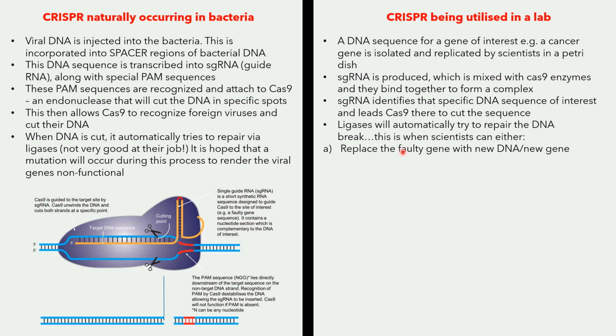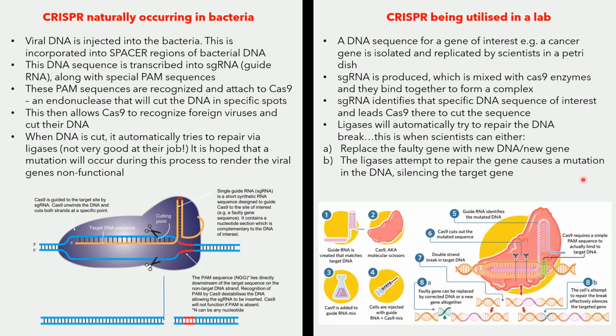Once it gets to that gene or that sequence of DNA and cuts it, we can either replace that gene altogether with something new, or the ligase attempts to repair the gene, causing a mutation in the DNA, silencing the target gene. So we're kind of hoping for ligase to make a mistake and silence that target gene, so that cancer gene is no longer functional. Again, this is a diagram that sums it up. So we get the guide RNA, we create it in the lab. We mix it with Cas9, which is also known as molecular scissors, which I kind of like because it is cutting DNA.